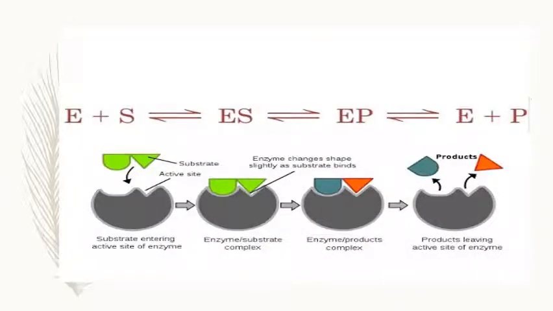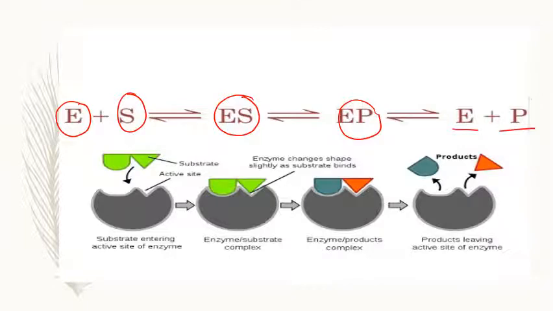Coming to this, you can see enzyme reacting with a substrate, which as a result will form ES, the enzyme substrate complex, which later on is modified to enzyme product and then changed to enzyme and product, right? So that is what we call the action of enzyme.